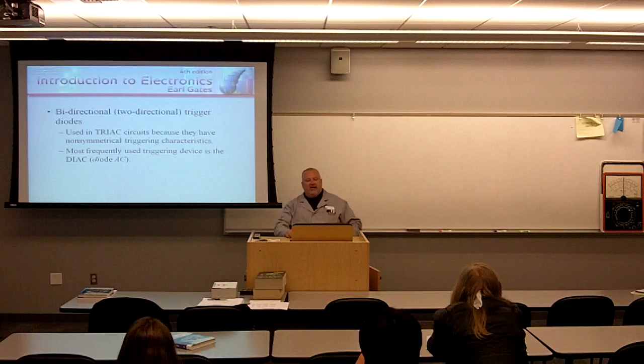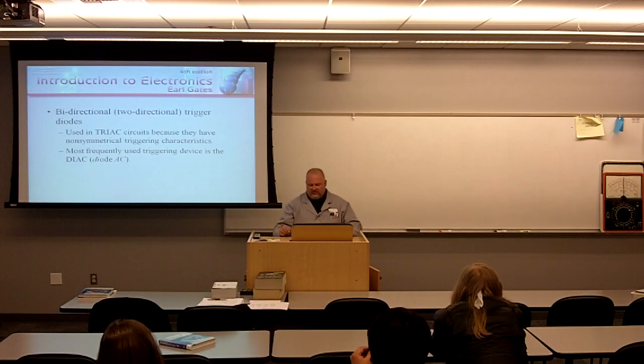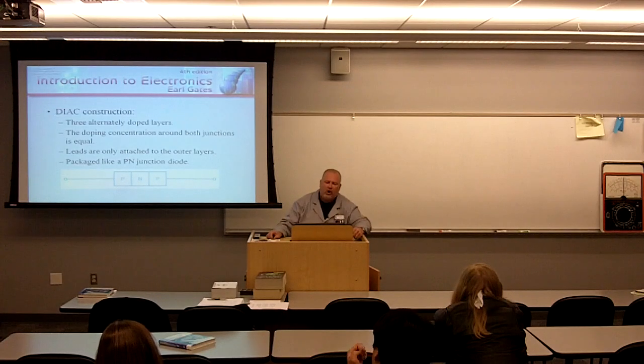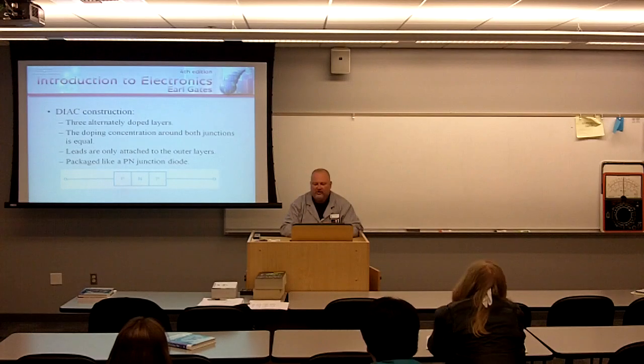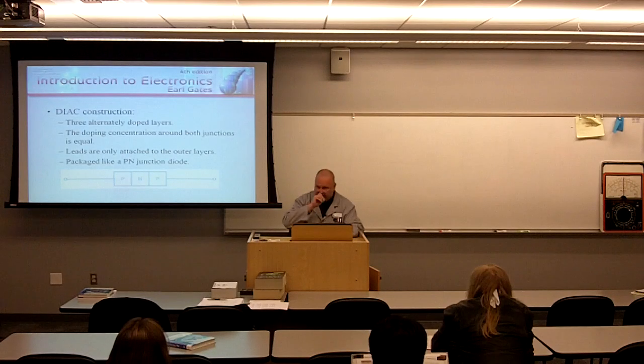Bidirectional or two-directional trigger diodes are used in triac circuits because they have non-symmetrical triggering characteristics. The most frequently used triggering device is going to be the diac, or what's known as the diode AC. Diode AC. A diac construction is 3 alternately doped layers. The doping concentration around both junctions is going to be equal. Leads are only attached to the outer layers. It's going to be packaged like a standard PN junction diode. So you're going to have to look up the part number to make sure that it's not a standard diode, that indeed it is a diac, diode AC.